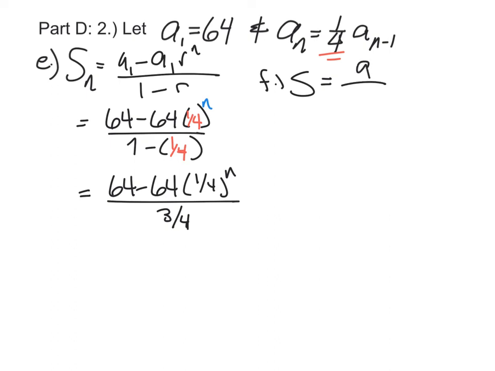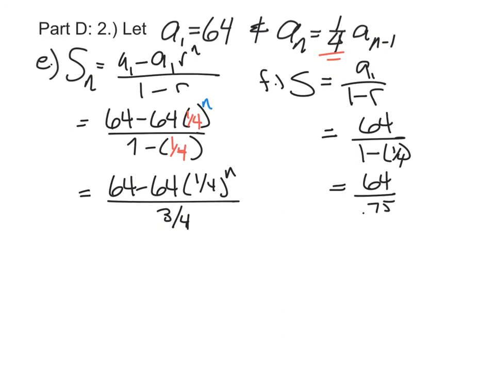The sum of an infinite series is a1 over 1 minus r. So we just grab that 64 over 1 minus the common ratio of a fourth. So this is 64 divided by 3/4, like I said, is 0.75. And go ahead, grab the calculator, calculate it out, and you'll get 85 and 1/3. There you go.